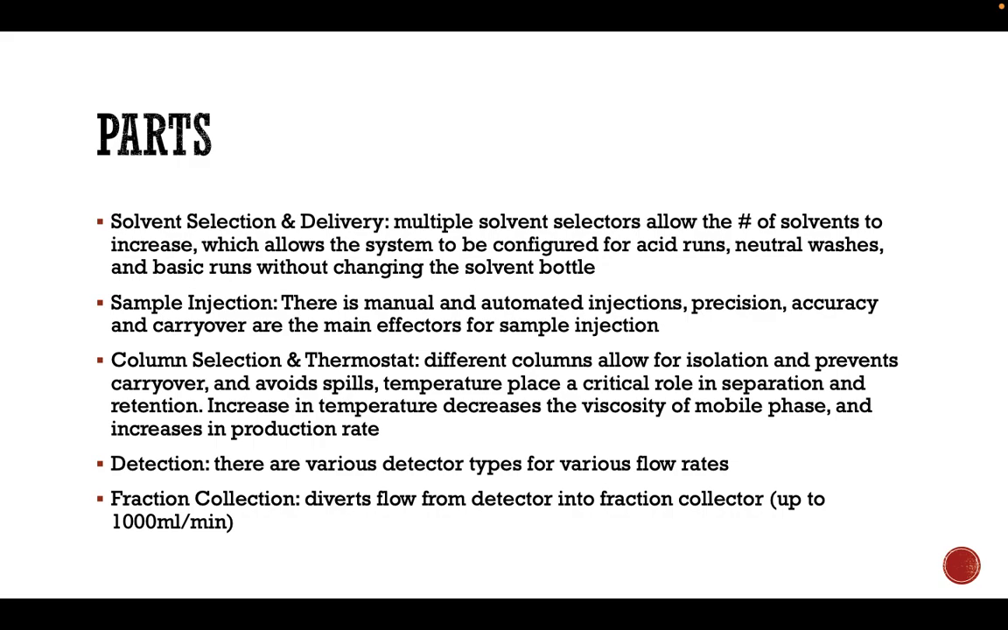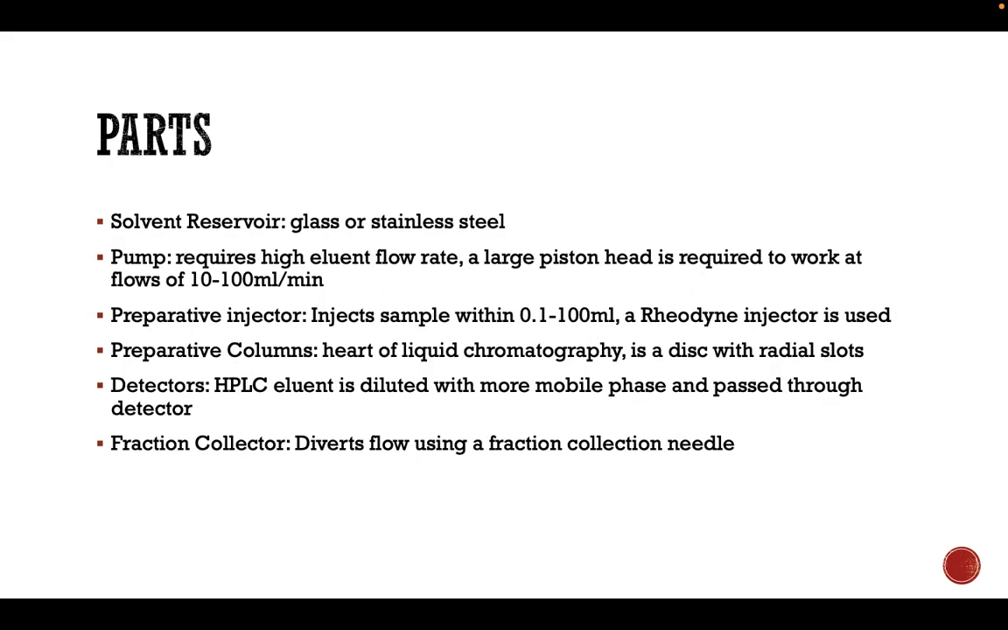Fraction collection diverts the flow from the detector into the fraction collector, and it could be up to 1,000 milliliters per minute. One thing to note, the difference between a preparative HPLC and an analytical HPLC is that with a preparative, the fraction collection diverts the flow into a fraction collector, while in an analytical HPLC, it diverts the flow into a waste. So a little bit more parts are the solvent reservoir, glass or stainless steel.